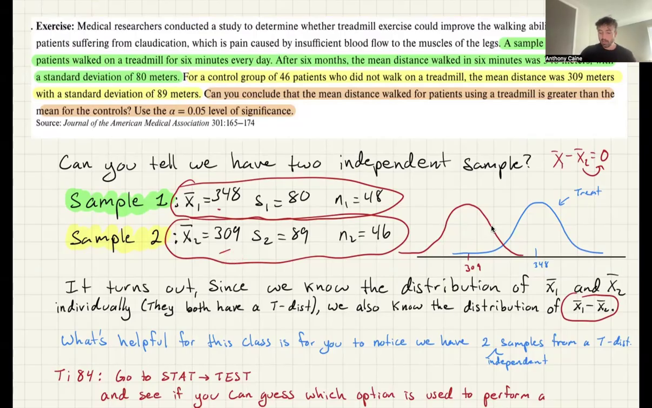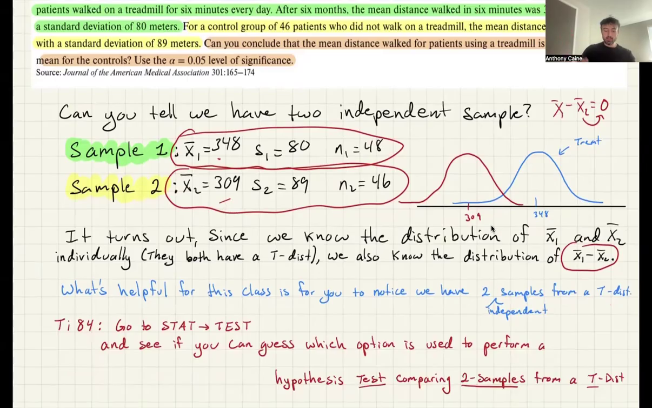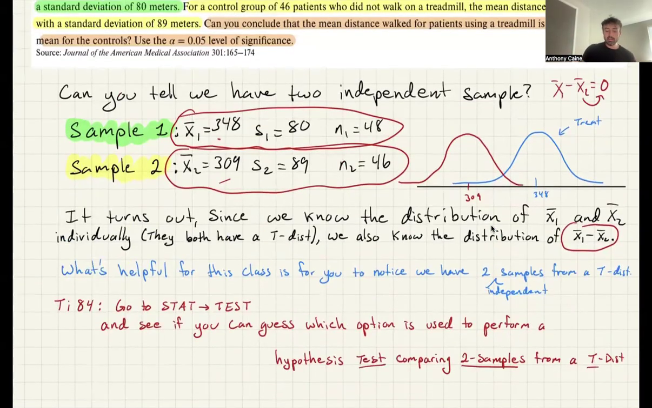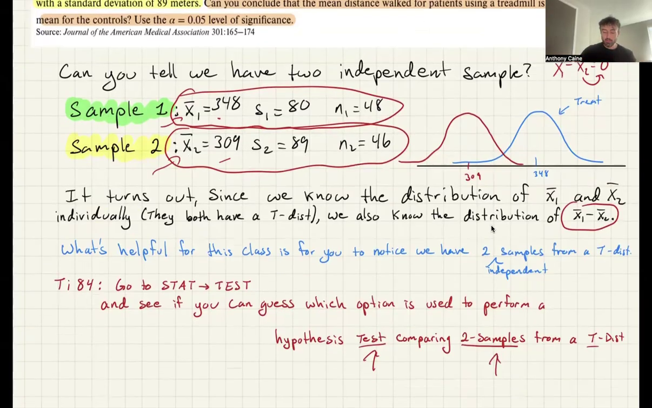So anyway, let's do this. We're going to go to stat and test, and let's look at the options and see if you can guess which option is used to perform a hypothesis test. The word test is going to be in the name, where you're comparing two samples, and these two samples follow a t distribution. So we're going to do a hypothesis test, two samples, t distribution. Let's see what we can come up with looking at this menu, right?